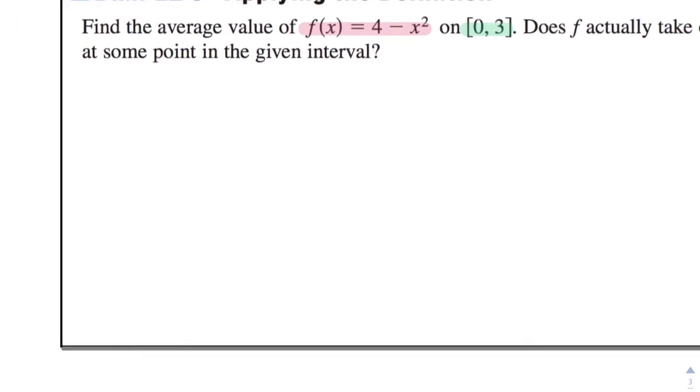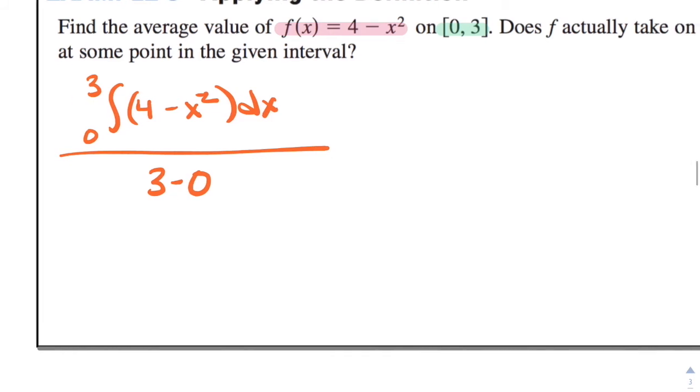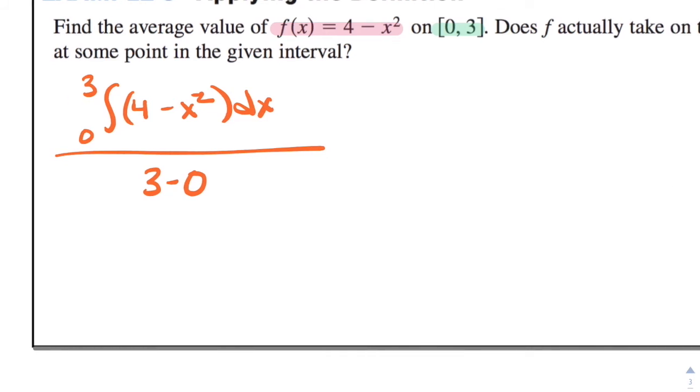So let's write it in the mathematical terms we're looking for. We're going from 0 to 3 of 4 minus x squared dx. And that's going to be over my average, 3 minus 0. You'll notice the same numbers that show up in the integral will show up in your denominator.